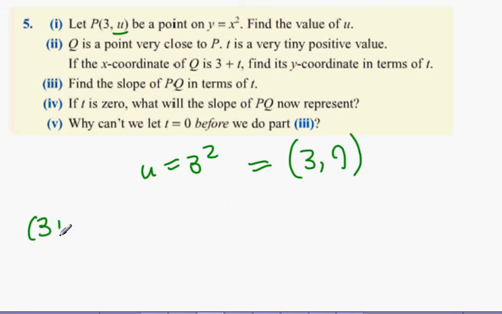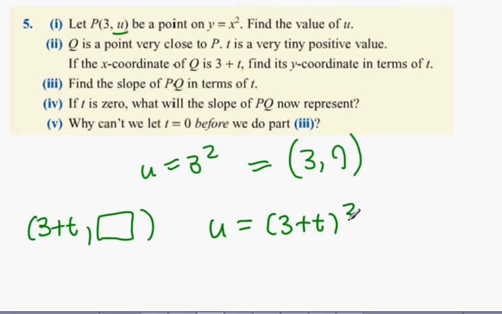So the x coordinate is 3 plus T. We have to find out what the y coordinate is. It equals (3 plus T) squared. Oh, sorry, not U, just that point. That's going to equal 9 plus 6T plus T squared.